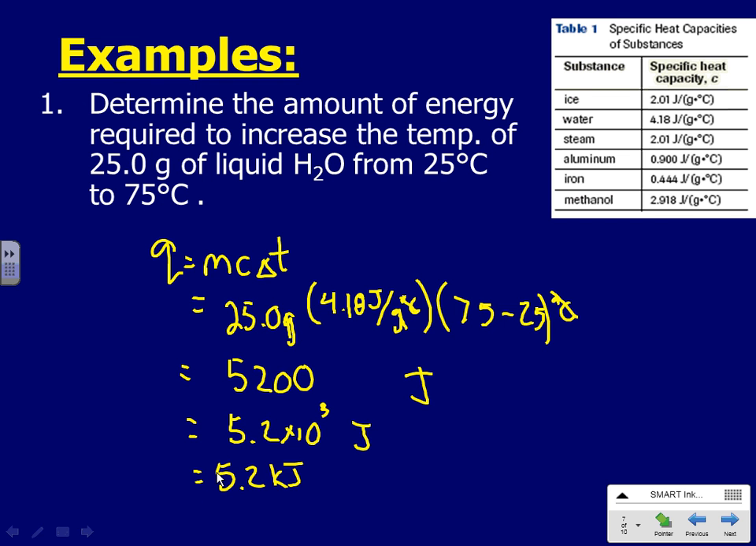Okay, positive means that the energy content of the water increased by that much. In other words, if we were to say the surroundings was a bank account, the water's bank account has gone up a little bit. It gained a little bit of heat energy. Okay? All right, let's do another one.